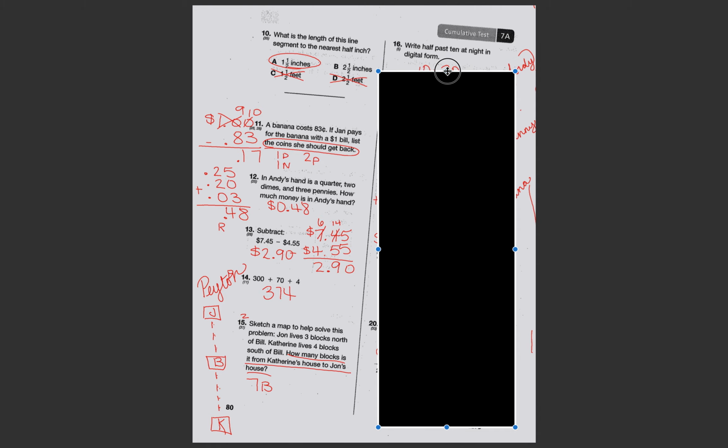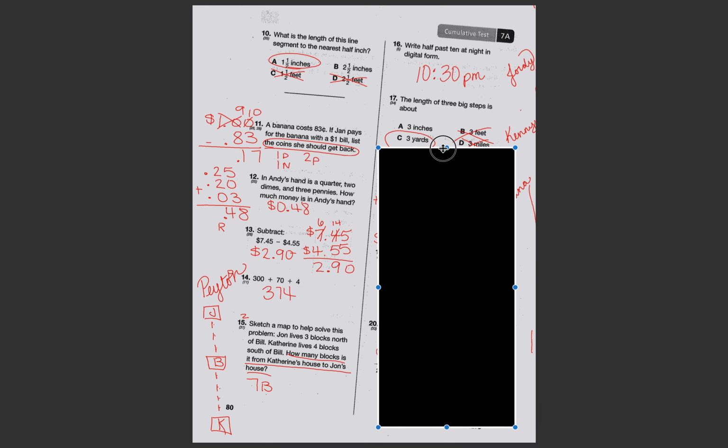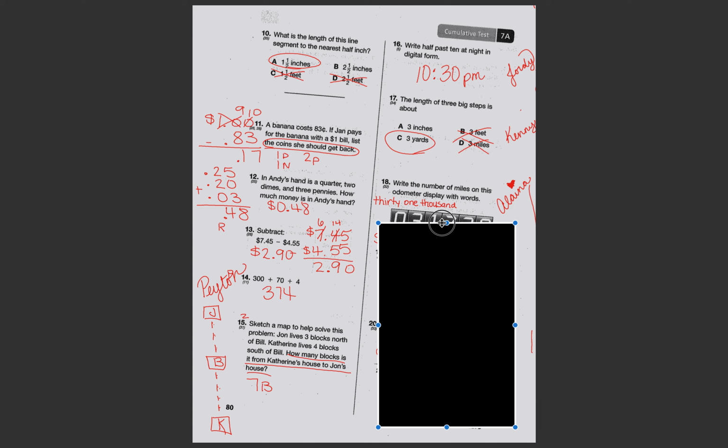10:30 at night in digital form would be 10:30. AM or PM has to go at the end of the time, guys. It is the middle of third grade. It has to be there. The length of 3 big steps is about, they say a big step is about a yard, so about 3 yards. But we definitely know it's not inches, feet, or miles. Write the number of miles on the odometer with words. We place the comma after the 31, so we say 31,000, then 730.